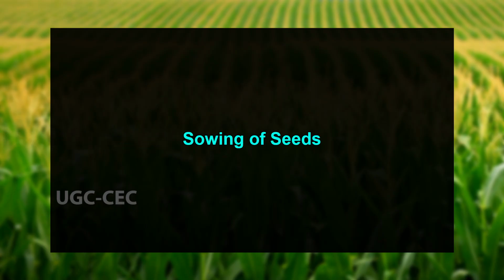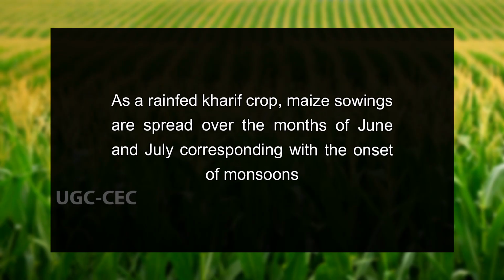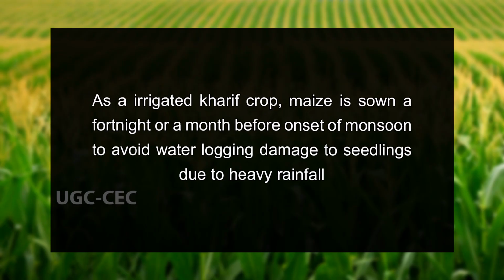Now, sowing of seeds. About the time of sowing, with the availability of thermo and photoinsensitive varieties, it's now possible to grow this crop throughout the year. Usually 3 crops of maize, viz. Kharif, Rabi and Spring, are grown in the country. As a rain-fed Kharif crop, maize sowings are spread over the months of June and July, corresponding with the onset of monsoons. In the northern hilly regions, the crop is sown in May as an irrigated Kharif crop.